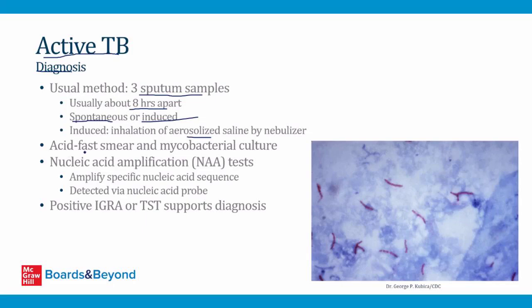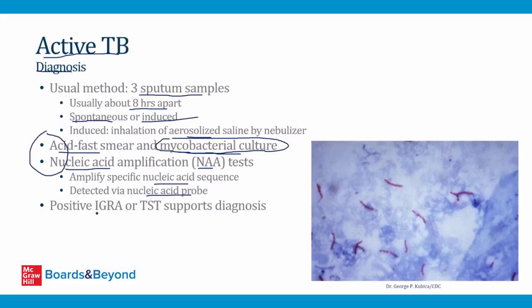First of all, it will be tested for the presence of acid-fast bacteria using staining, and also it will be sent for mycobacterial culture, although as we already talked about in this video, culture takes quite a while to come back because this is a slow-growing bacteria. You can also analyze the sputum samples using NAA tests, which are nucleic acid amplification tests. In these tests, a specific nucleic acid sequence that's unique to tuberculosis is amplified, and it can be detected by a probe. And so these are the main things that are done to try and identify if a person has active TB.